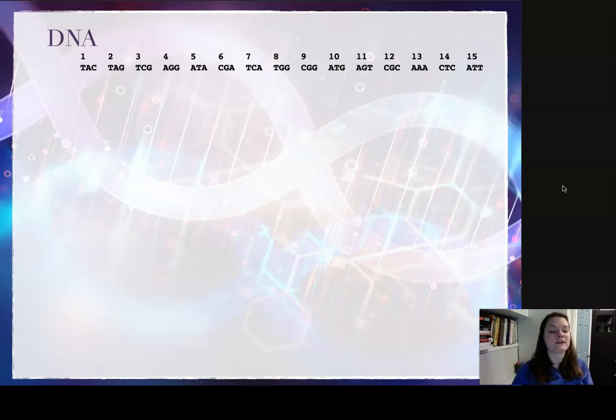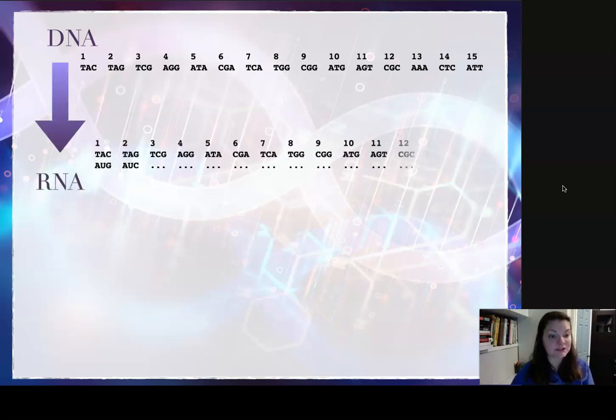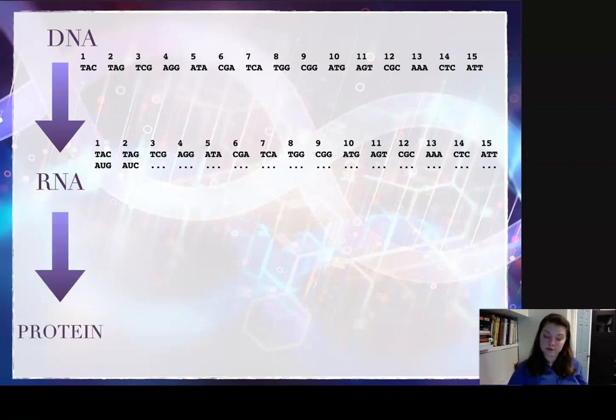Yeah, so we've got the DNA that gets transcribed into RNA. Wherever the DNA had a T, the RNA is going to have an A. Wherever the DNA had an A, you're going to have a U in the RNA. And then the C's and G's continue to match up. And then from there, you're able to go ahead and move into building a protein.